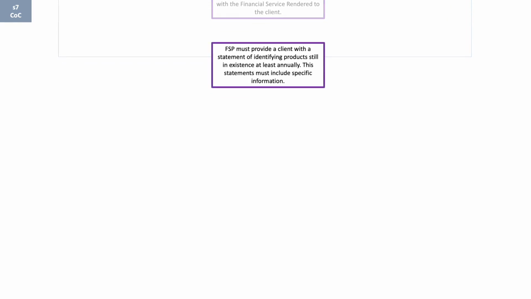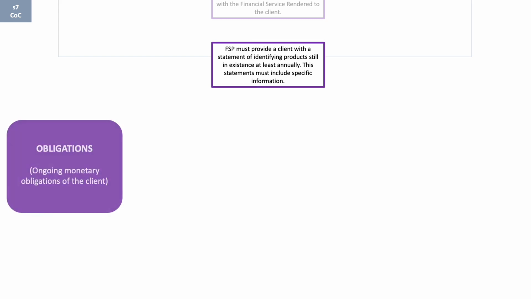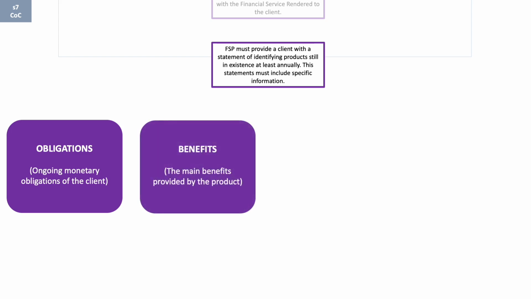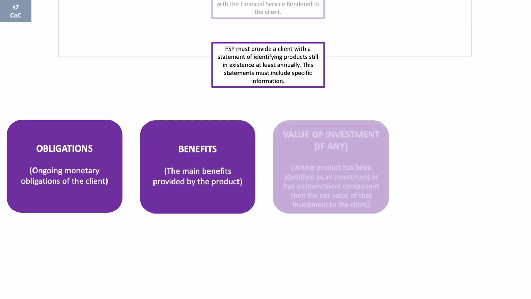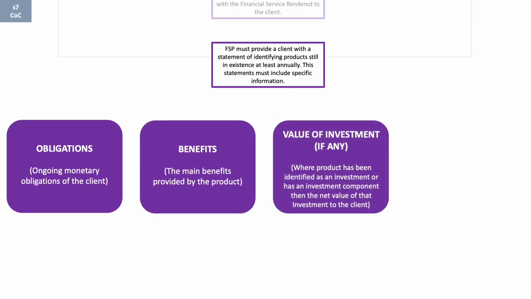Next, we cover the fact that an FSP must provide a client with a statement identifying, listing, and mentioning products that are still in existence at least annually. These statements must include specific information. This specific information is obligations, the ongoing monetary obligations of the client. Benefits, the main benefits provided by the product. Value of the investment, if any.